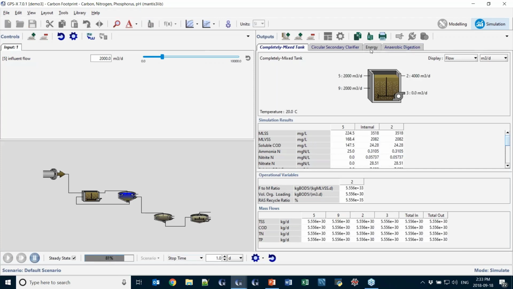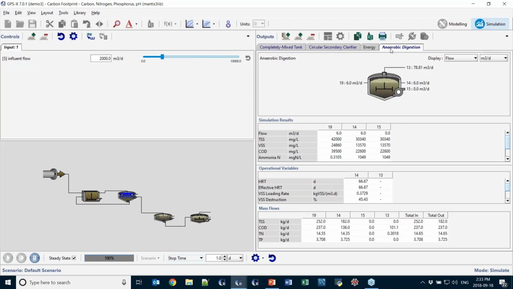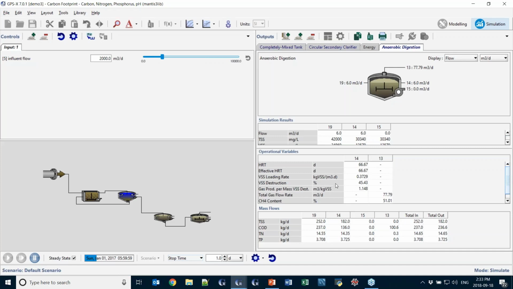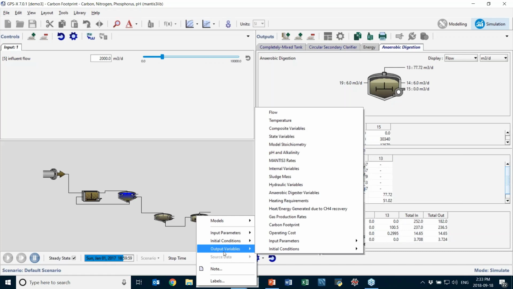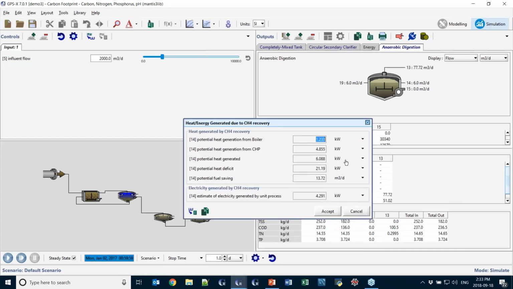And if I click on the digester here, we can get some results. I'm just going to open this up a little bit bigger here. We can see some VSS destruction. I'll get close to 50%, not too bad. We got some gas flow here. And if I open up the output variables and I go to, actually not the operating cost menu this time, but specifically the heat generated from methane recovery, that's a special menu where you're going to find some of those details that I mentioned before. So there's a lot of interesting things to play with.